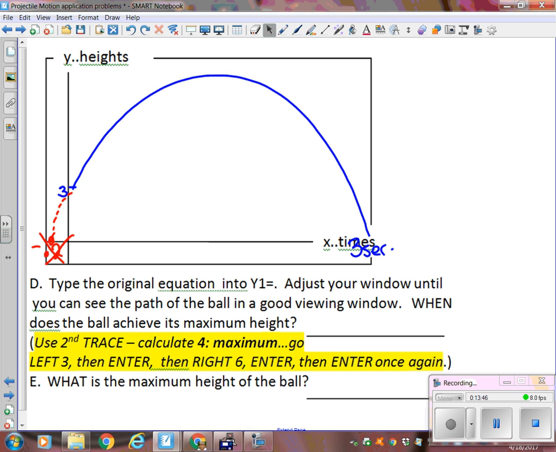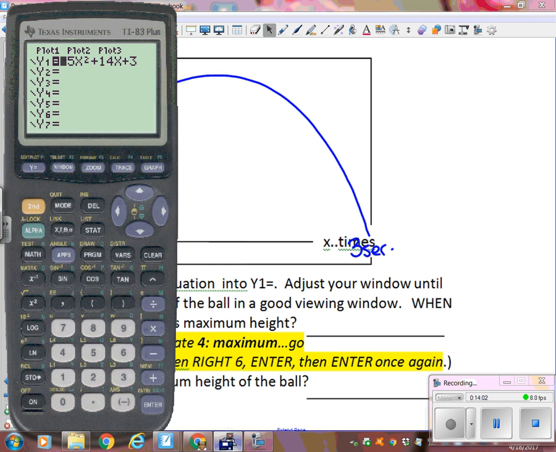Type the original equation to y1. Adjust your window until you see the path of the ball in a good viewing window. When does the ball achieve its maximum height, and what is the maximum height? Okay. It's fine. Everybody good? Okay.